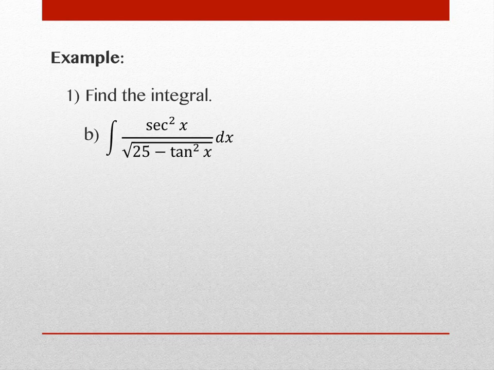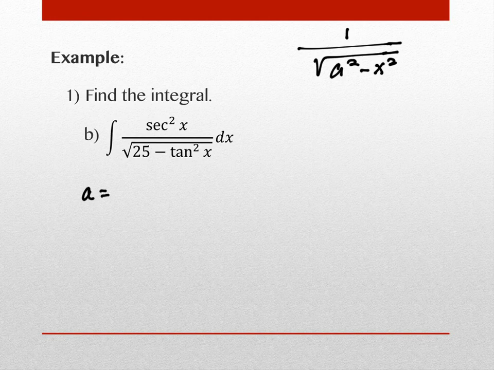Now we need to identify the pieces. So again, we will do the same thing we did before. Let me write the form up here so that I'm not flipping back and forth. I have 1 over the square root of a squared minus x squared. So we'll start out first with what is a. So what is a in this particular problem? Yeah, it's 5, right?